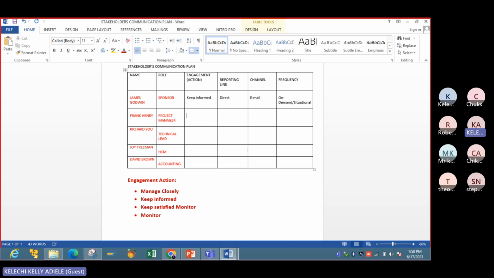Okay, so can you help me with the next one? Keep informed. Project manager is directly involved. Okay, we should be able to manage this guy closely because he is going to be part of the project. So we will have a very close relationship. Keep informed is also good, but it is second in the hierarchy. The project manager is going to be there, so we have to have that close communication with him.